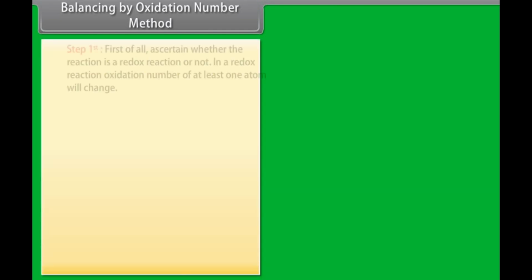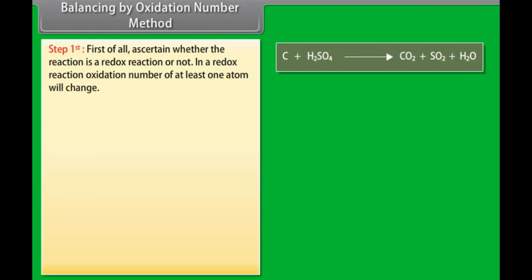Balancing by the oxidation number method. Step first. First of all, ascertain whether the reaction is a redox reaction or not. In a redox reaction, the oxidation number of at least one atom will change.